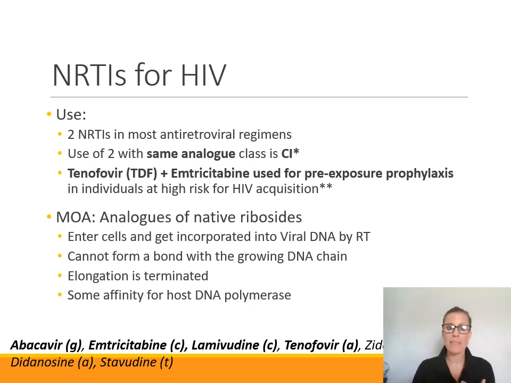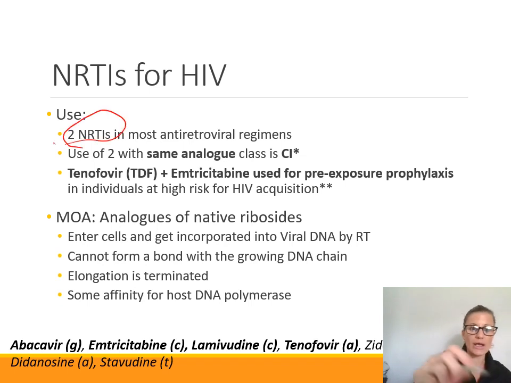We'll start by talking about the NRTIs, the nucleoside reverse transcriptase inhibitors. These are staples for antiretroviral therapy. And most antiretroviral regimens will have 2 NRTIs in it. So these are really important that you know. Now, these are analogs of different nucleotides. So each one is an analog of a specific nucleotide.